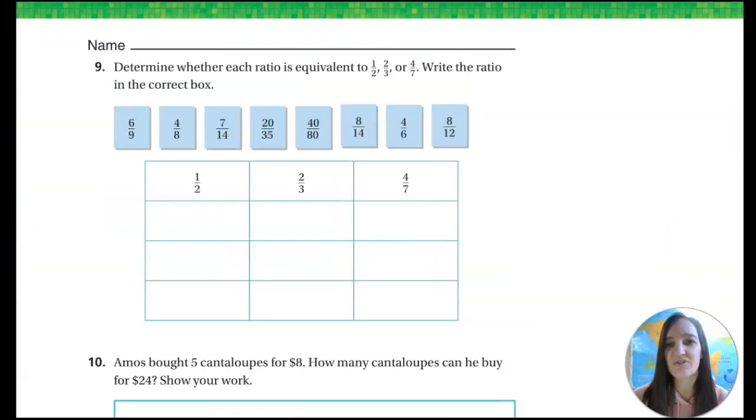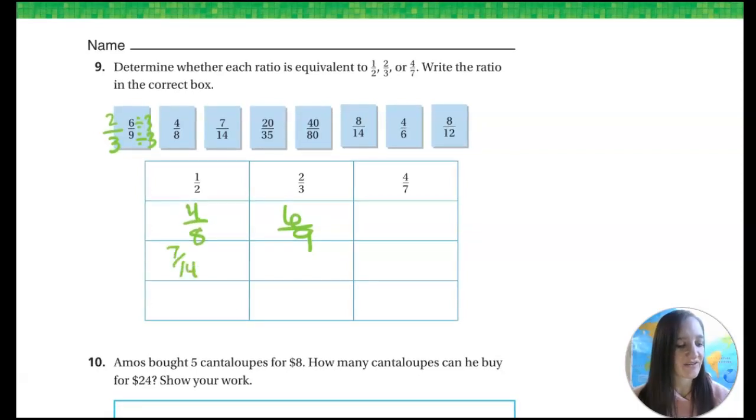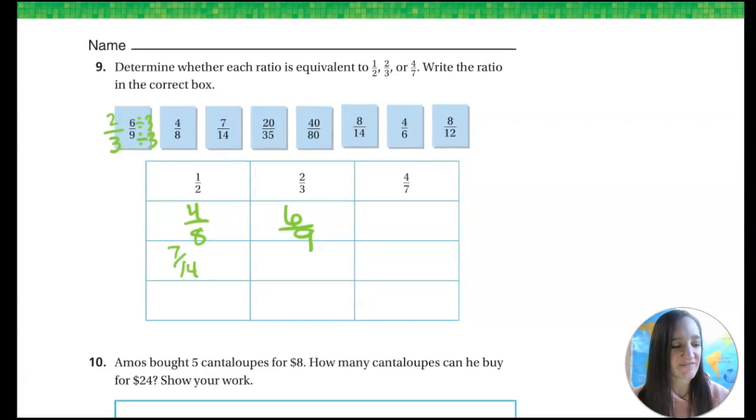Determine whether each ratio is equivalent to 1 to 2, 2 to 3, or 4 to 7. Write the ratio in the correct box. So 6 to 9, if I simplify this, it will give me 2 to 3. So that's going to go there. 4 to 8 I know is half, 1 to 2. 7 to 14 is also half, isn't it? 20 to 35, they're both multiples of 5. So if I simplify them by 5, that will give me 4/7. So I'm going to put that one right here.